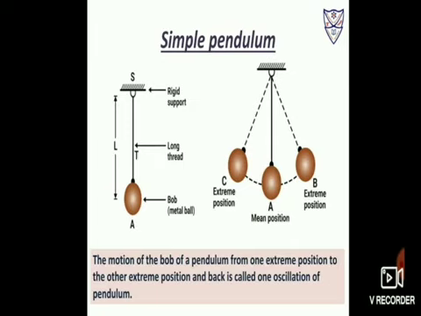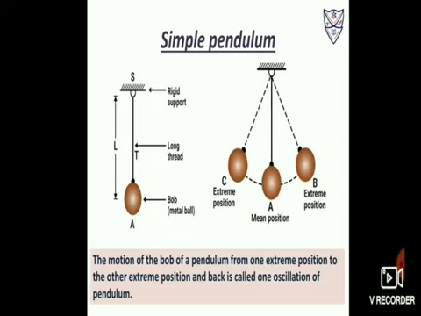What you can see, a simple pendulum consists of a small metal ball, we can say bob also, suspended by a long thread from a rigid support, such that the bob is free to swing back and forth.